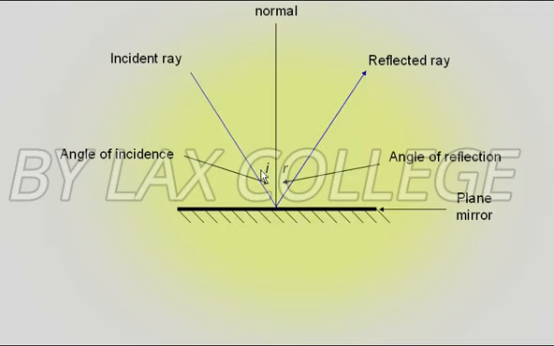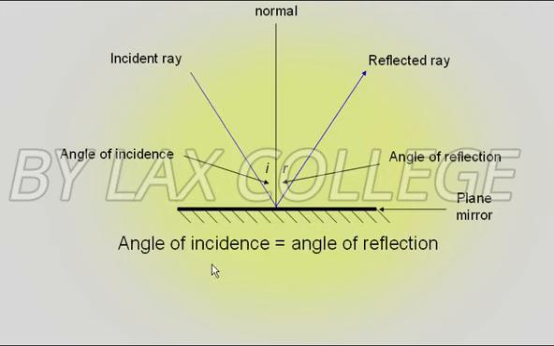Whatever the angle of incidence, we find that the angle of reflection is the same. So, angle of incidence always equals angle of reflection, or in symbols, I equals R. This is known as the law of reflection.